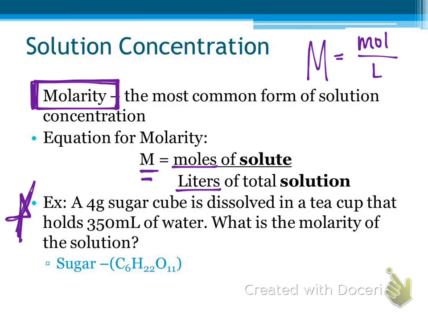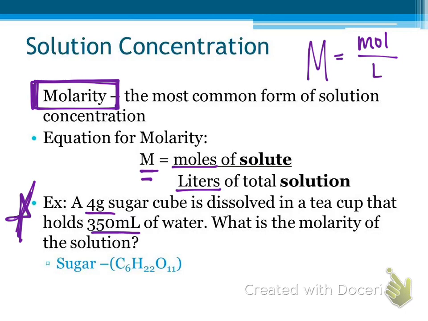A 4 gram sugar cube is dissolved in a teacup that holds 350 milliliters of water. What's the molarity of the solution? Do we see what process we might have to go through? Right now, I have 4 grams, and I have 350 milliliters of water. So I'm going to have to do some conversions. What conversions will I have to do?